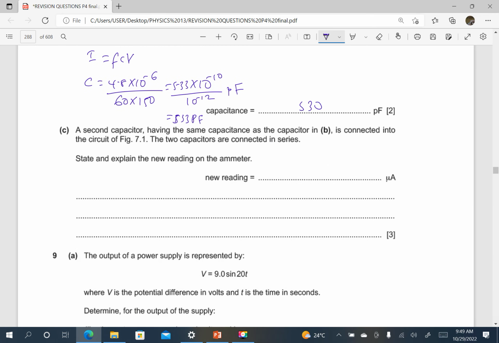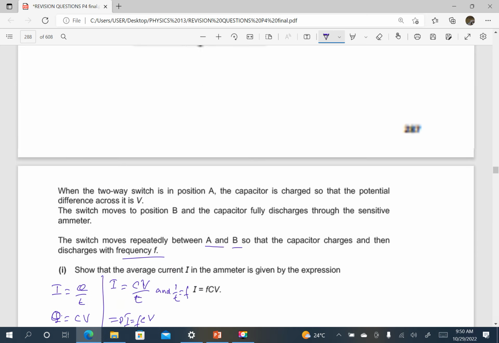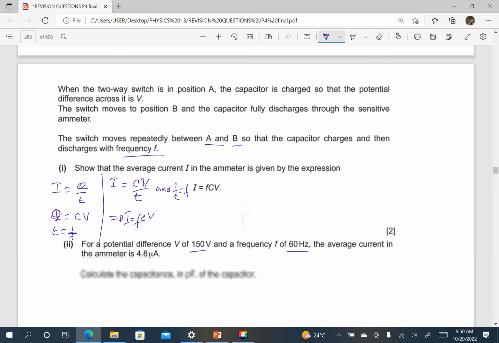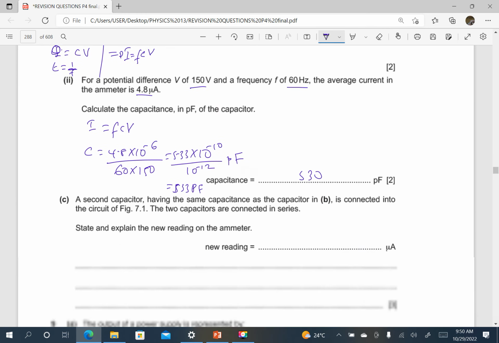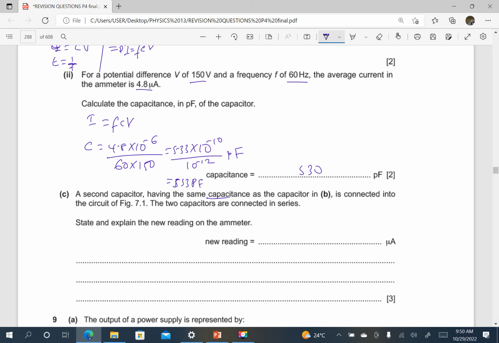The second capacitor, having the same capacitance as this capacitor in B, is connected to the circuit. The two capacitors are connected in series. So having capacitors in series reduces the capacitance. They have the same capacitance and they are connected in series. State and explain the new reading on the ammeter. When it was one capacitor, the reading of the ammeter was 4.8 microamperes.